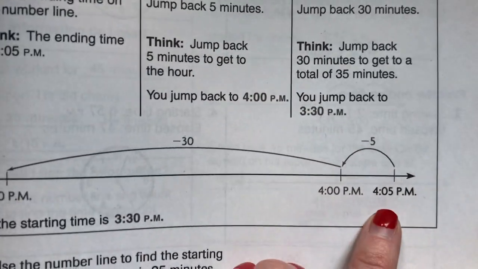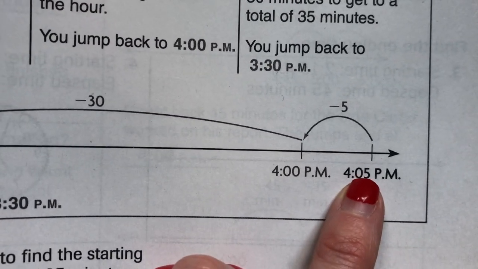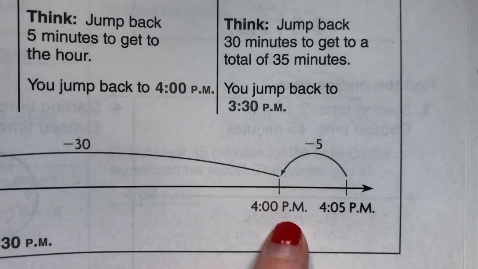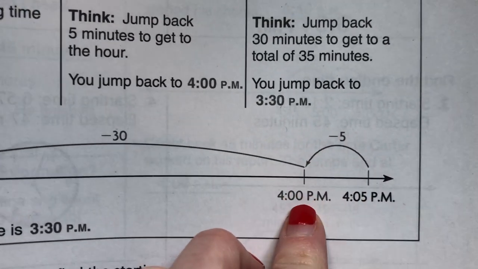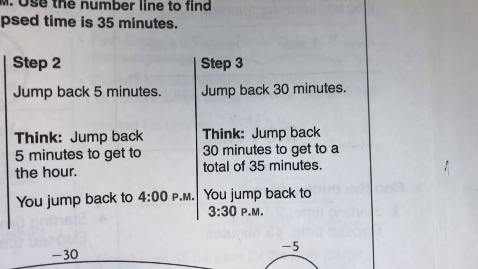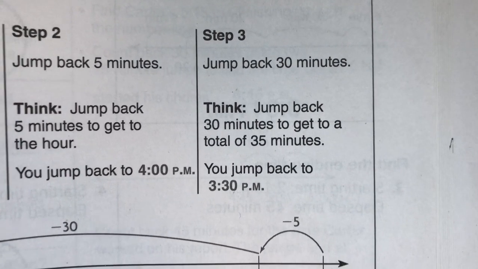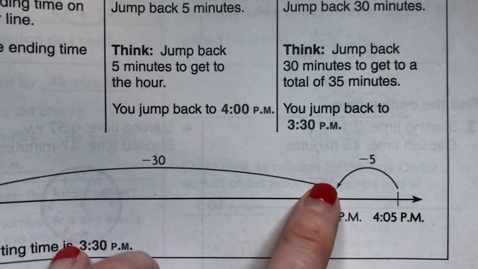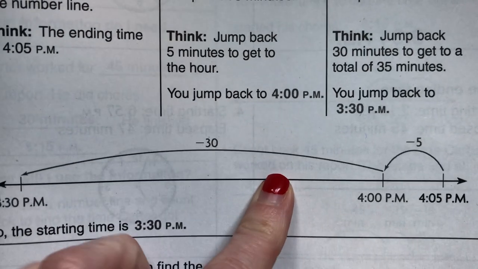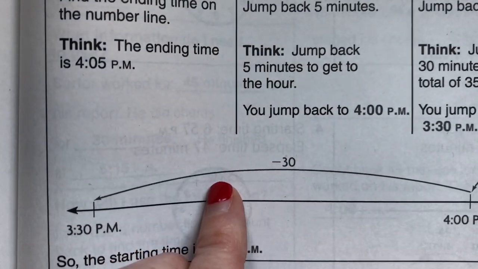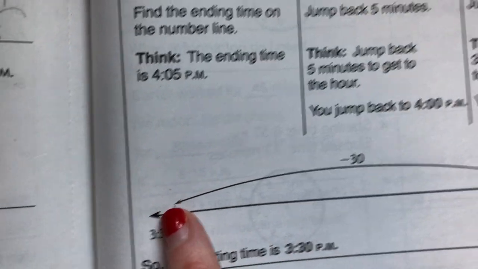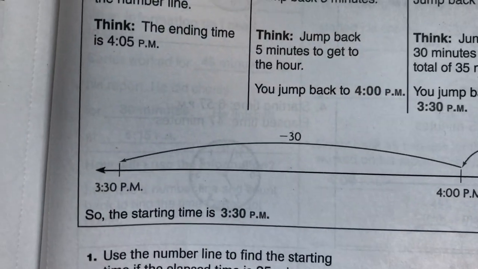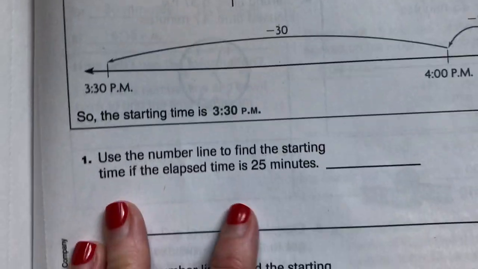Jump back 5 minutes. Because we're starting at 4:05, the easy thing to do is to go back to 4 o'clock. That gives us a nice even time. So we jump back 5, and that gives us 4 o'clock. Step 3, jump back 30 minutes. Okay, so we would be going in intervals of 10. We would say 4 o'clock would go to 3:50, 3:40, and then finally 3:30. We jump back 30 minutes or 3 tens. So the starting time is 3:30 p.m.